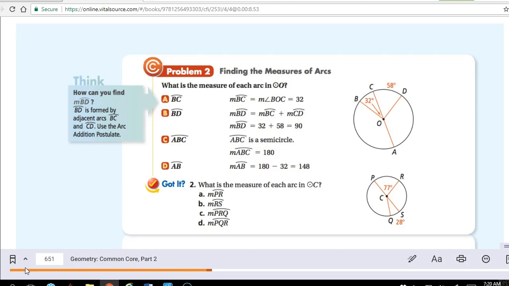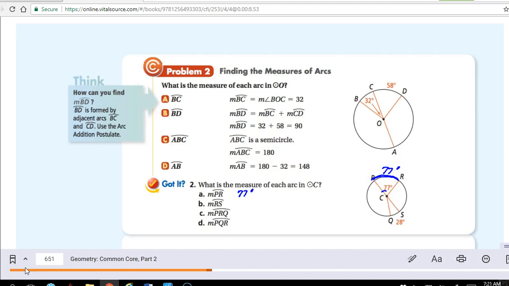The first one says the measure of arc PR. Well, again, I'll try to color code it. P to R goes from there to there. Since the central angle is 77, then the arc is also going to be 77 degrees.